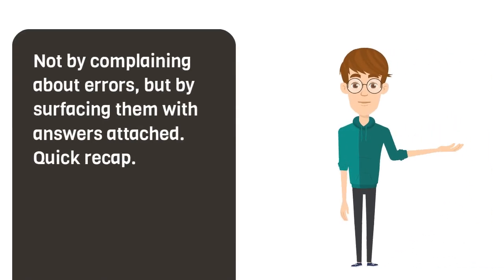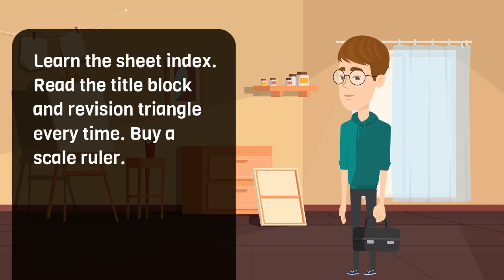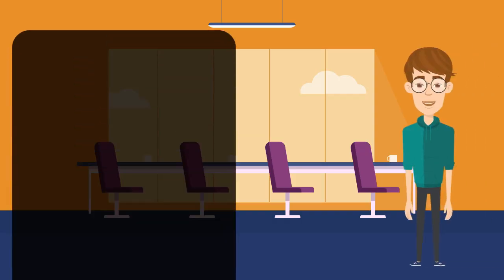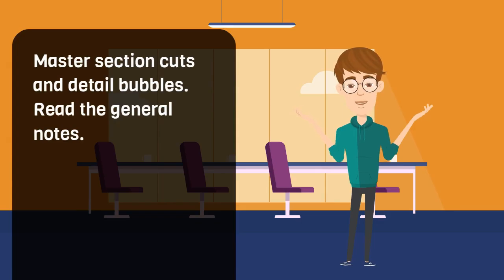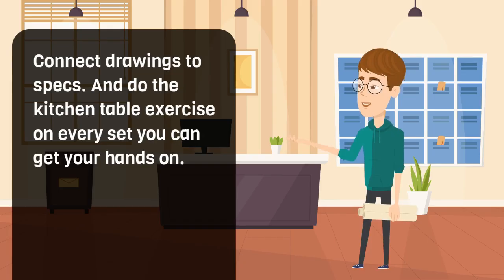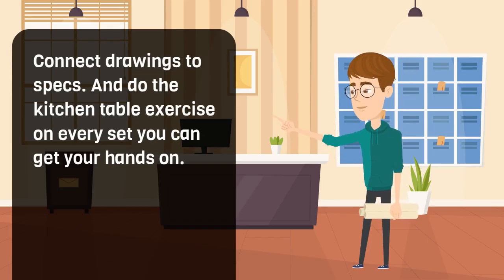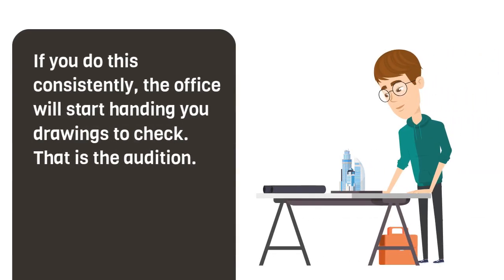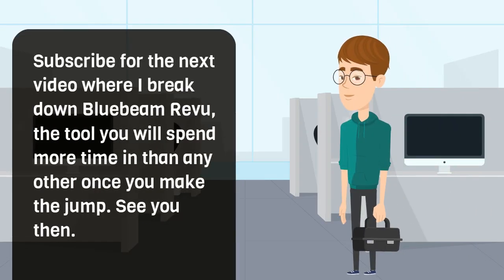Quick recap. Learn the sheet index. Read the title block and revision triangle every time. Buy a scale ruler. Master section cuts and detail bubbles. Read the general notes. Connect drawings to specs. And do the kitchen table exercise on every set you can get your hands on. If you do this consistently, the office will start handing you drawings to check. That is the audition.